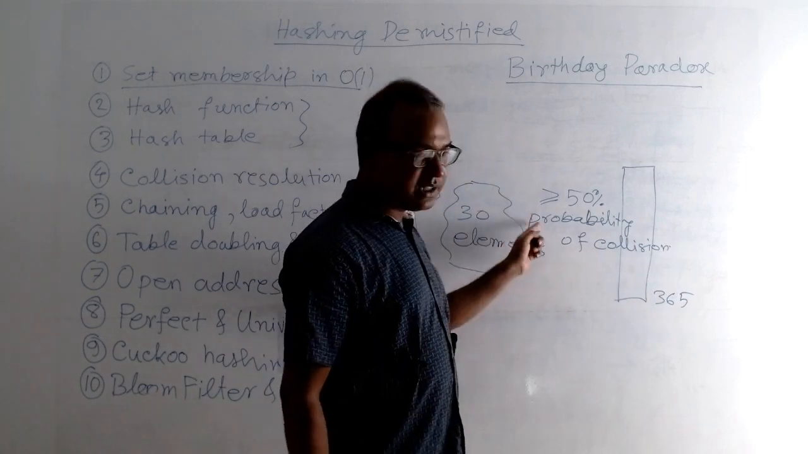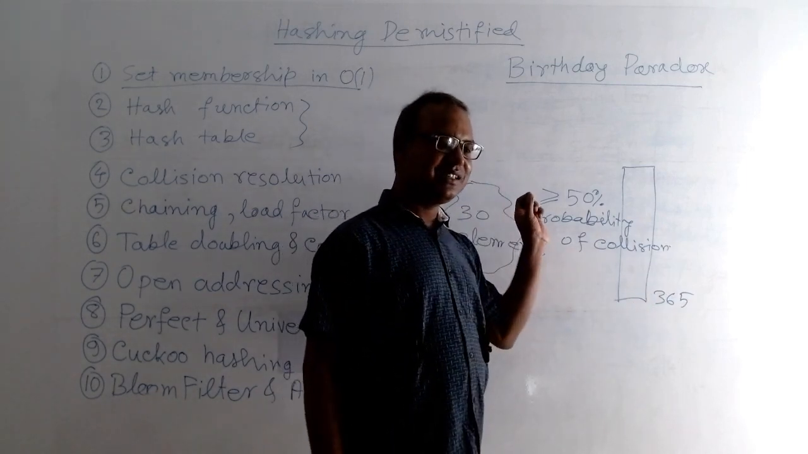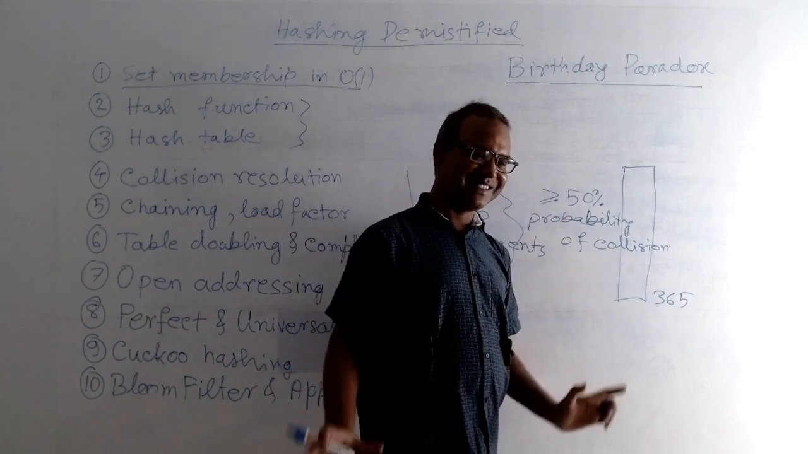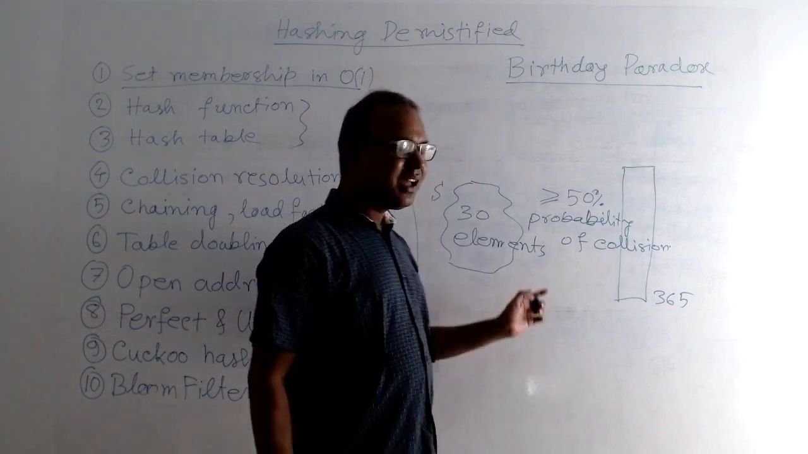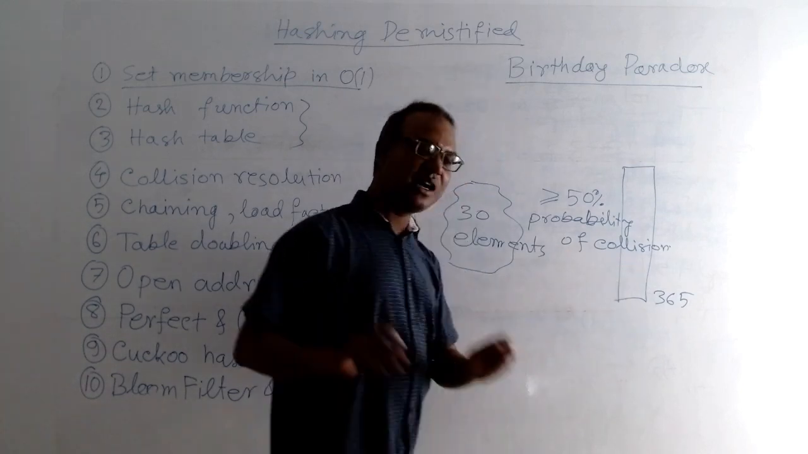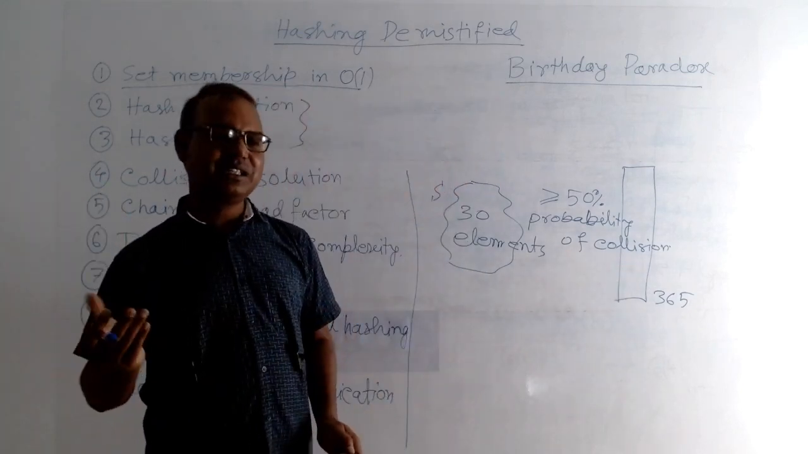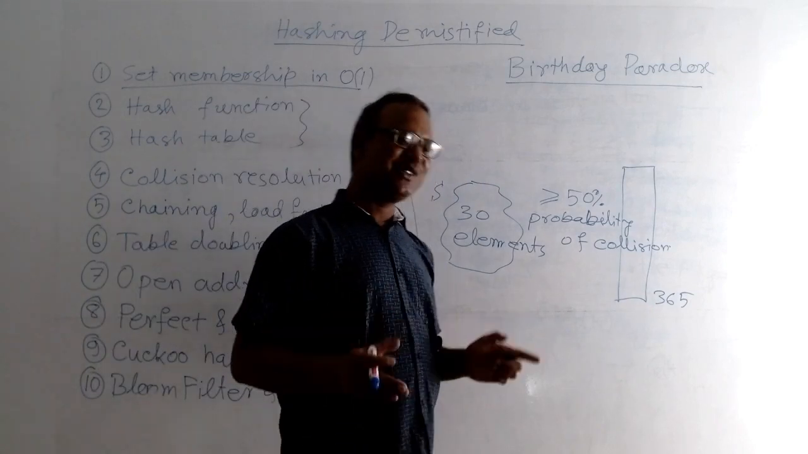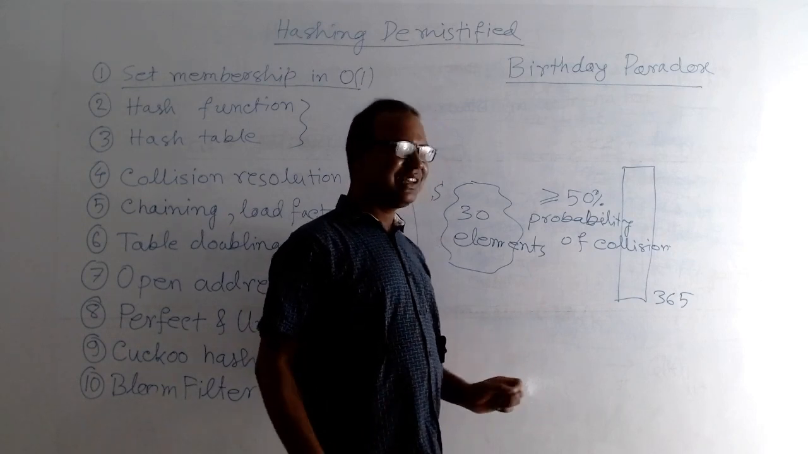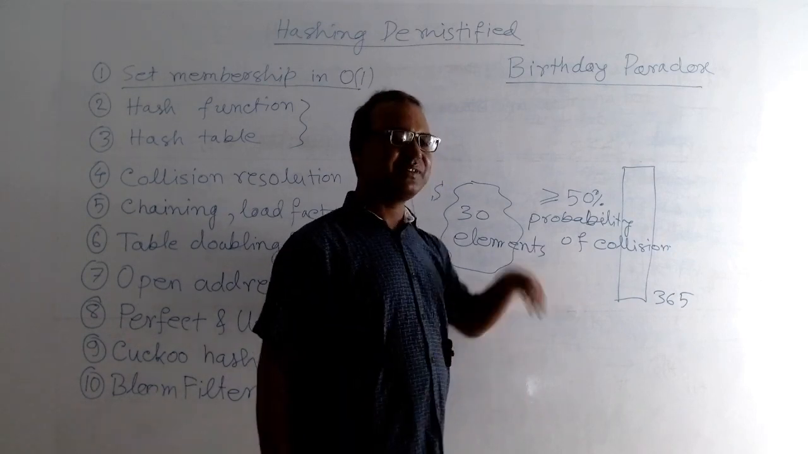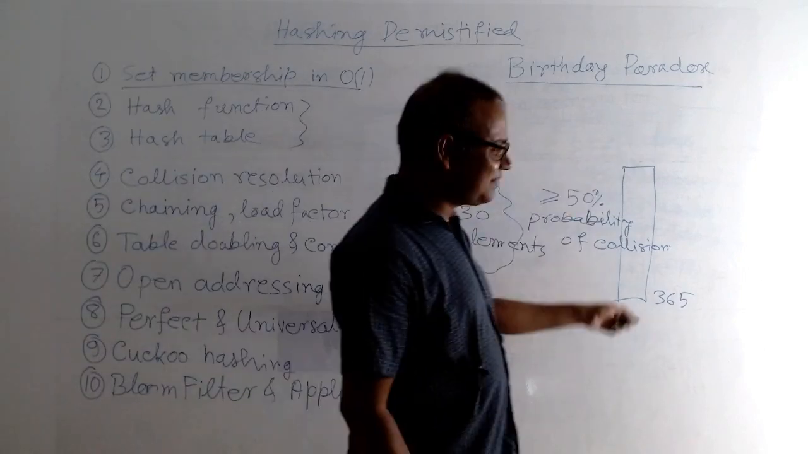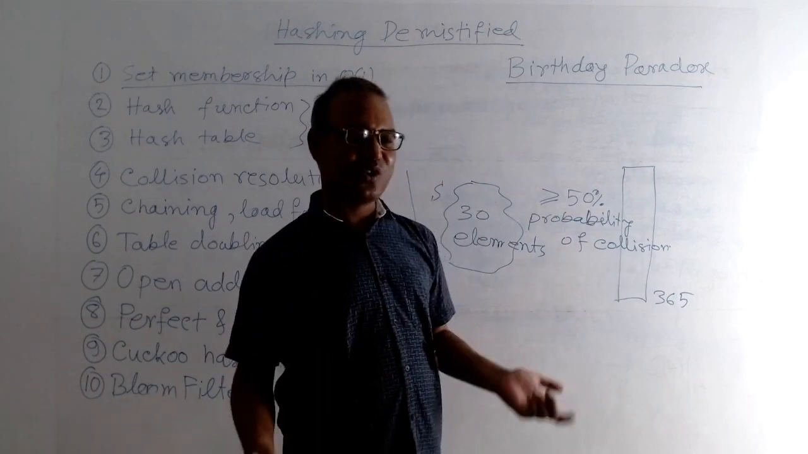And what is the function? The function is, you can say, almost very near to a random function. And still using that function, we have this type of process. So whatever function you are using, the paradox assures us that there must be a collision, until unless the table size is 5 times or 10 times bigger. But 5 times or 10 times bigger means wastage of a lot of memory.